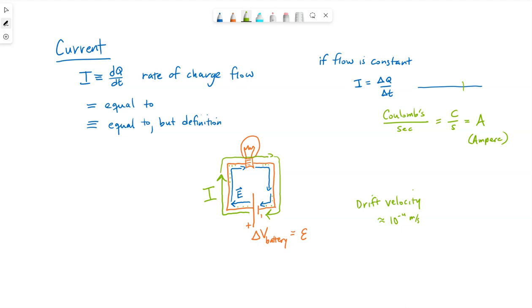I'm not going to talk about this section on drift velocity, and you will not have homework questions or exam questions related to that either. It is an interesting topic to understand what's happening at that microscopic level, but we will not be covering that right now, or at all, actually.